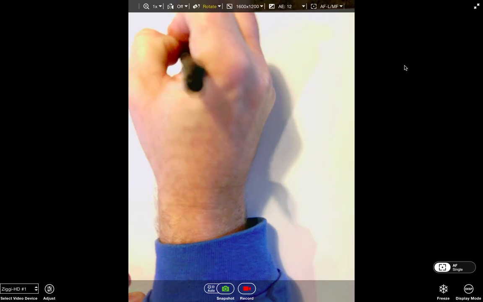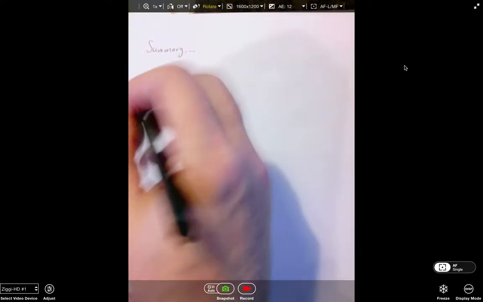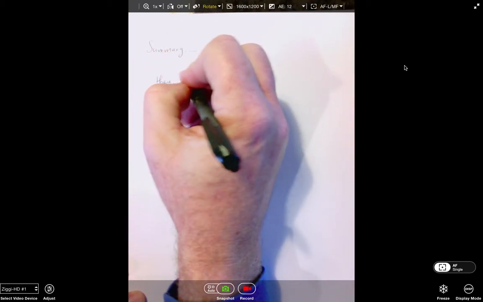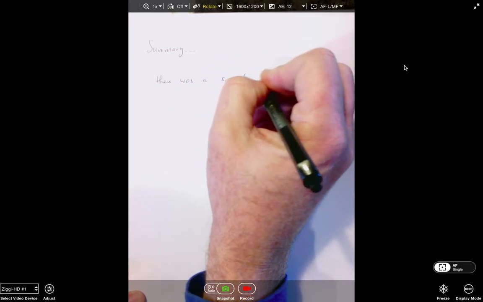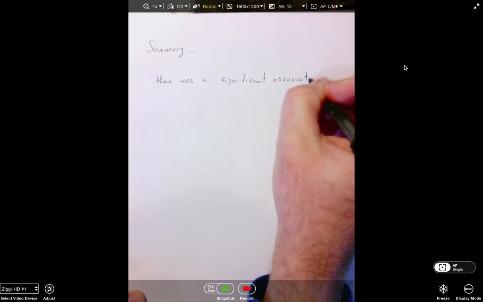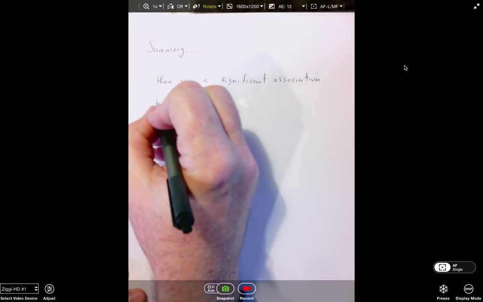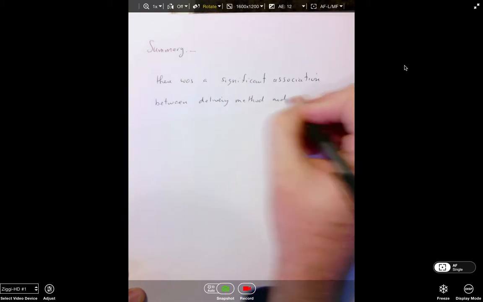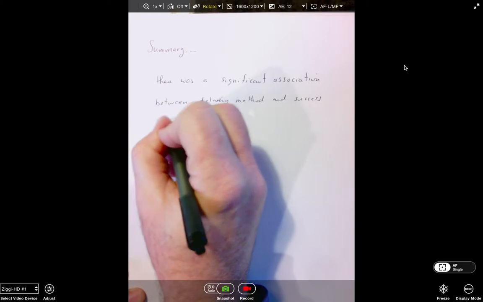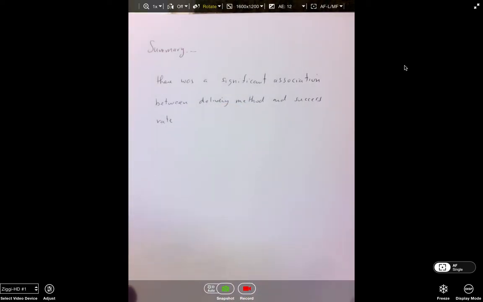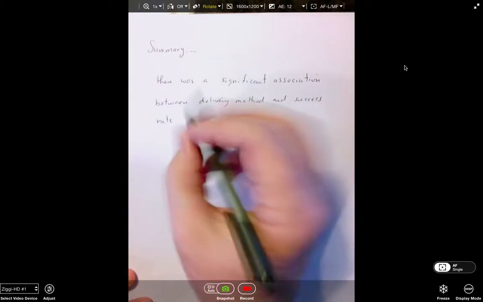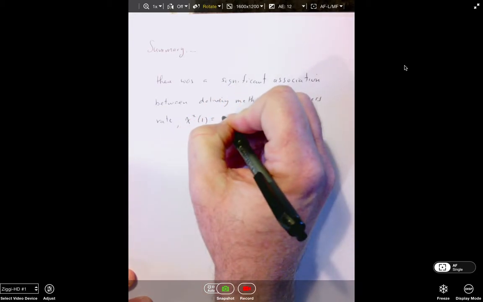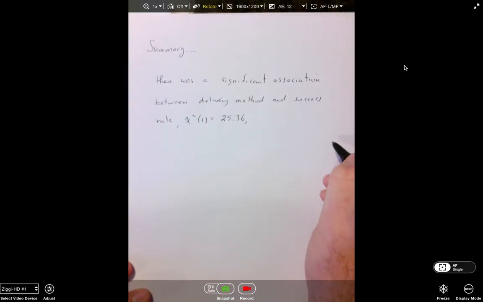But I would say something to the effect, and we're going to get to the good stuff in just a second, I would say there was a significant association between delivery method and success rate. And guys, these success rates were actually C or higher. Okay, let's see, we had 1 degree of freedom. Our chi-square statistic, our Pearson chi-square is 25.36, and we had statistical significance at the 0.001 level.